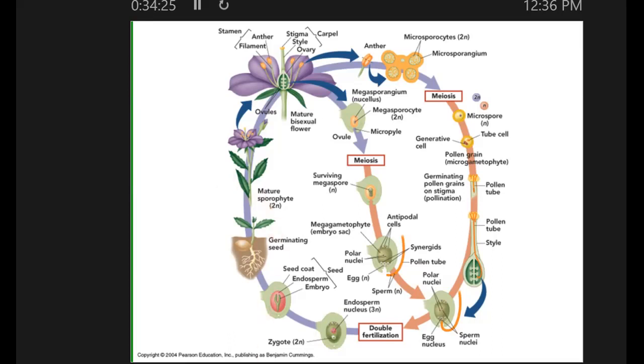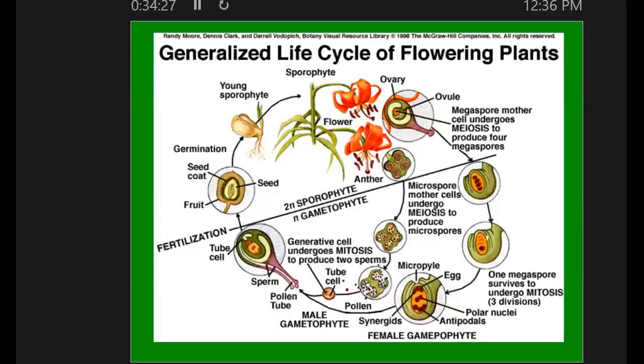Okay. This last image too, again, it's not from your book. I just put it in for study purposes. Same basic idea.